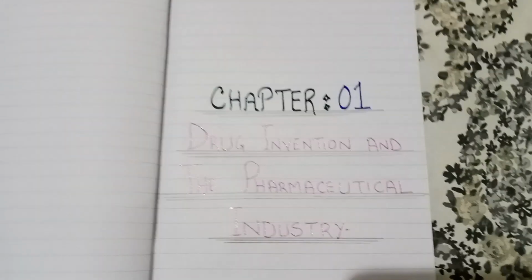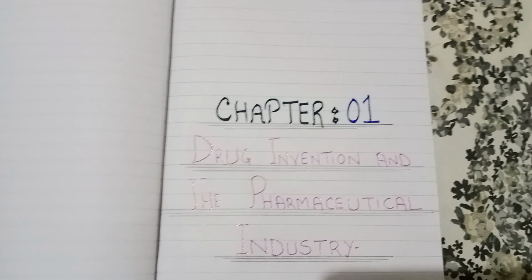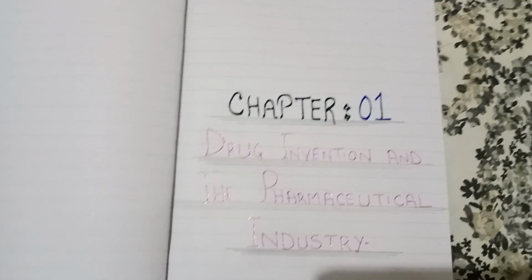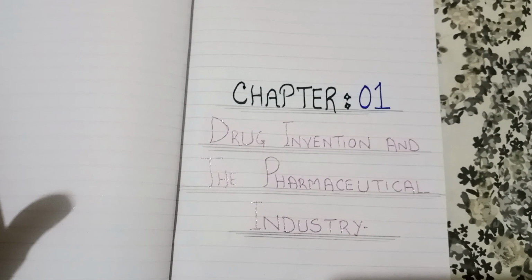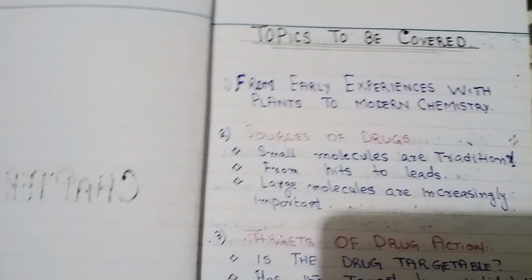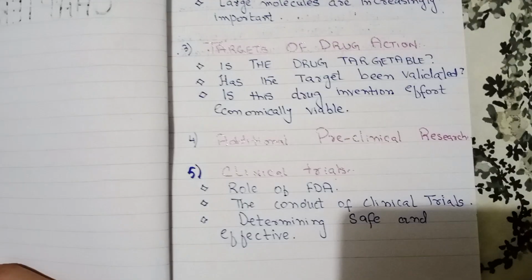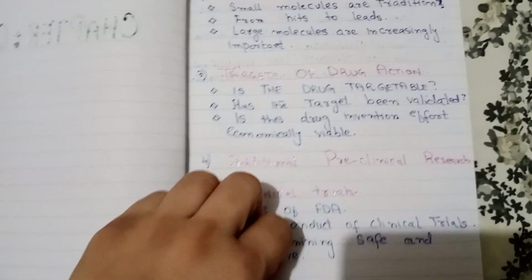In this chapter we are going to learn about the invention and the basic trail of all kinds of invention that take place over time, from early experiences to the modern chemistry that has evolved with the passage of time. Here are some topics to be covered: from early experiences with plants to modern chemistry, sources of drugs, the targets of drug action, and preclinical research and clinical trials, that is, how the drug comes into the market.